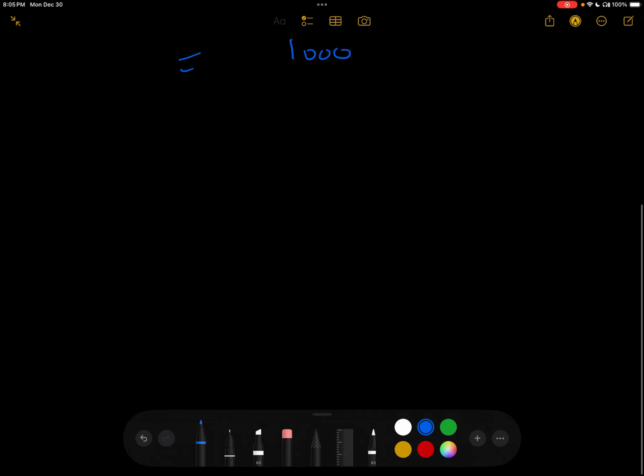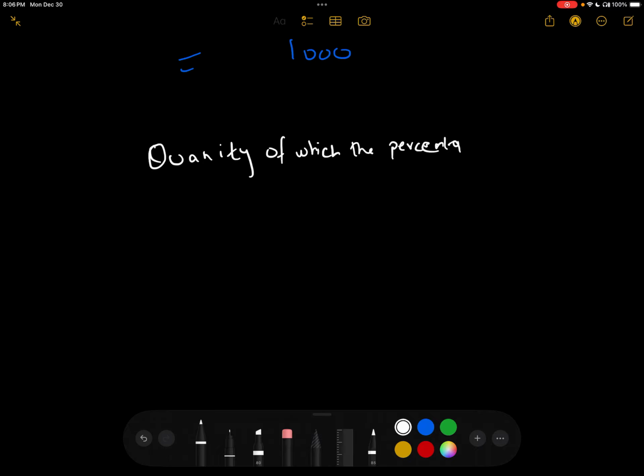And the other thing I want to tell you is that whenever you are asked to find out the percentage of any quantity, what we do is we write down that quantity. We write here the quantity of which the percentage has to be found.